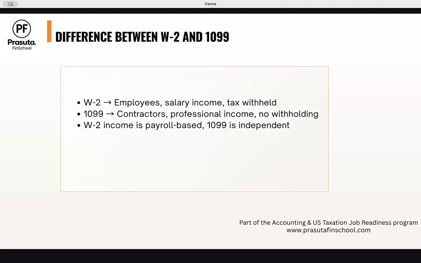So what is the difference between W2 and 1099? W2 is for employees, salaried income, and tax that is already withheld by the employer, and 1099 is for contractor or professional income, with no withholding of tax. So W2 income is payroll based and 1099 is independent based. Right? I hope you got a clear idea of what W2 is and what 1099 is. You have to answer with only one-liner sentences so that the interviewer will assume that you know the answers. That is the reason you are able to answer very easily with only one sentence, right?